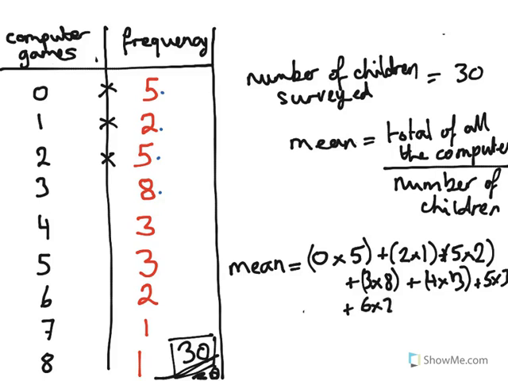6 times 2 plus 7 plus 8. All of those numbers divided by the number of children that we have will give us the mean, which will be 30. Right, let's turn that into a long string of numbers then.